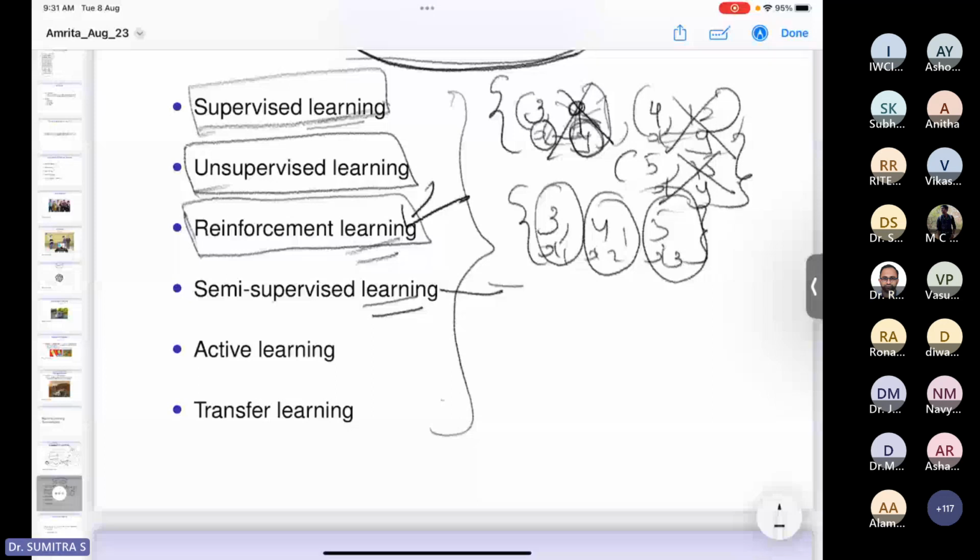So next is semi-supervised learning. Clear, right? Semi-supervised learning means, we have seen supervised learning and unsupervised learning. Supervised means the y part, that output, should be there. Unsupervised means the y part should not be there.